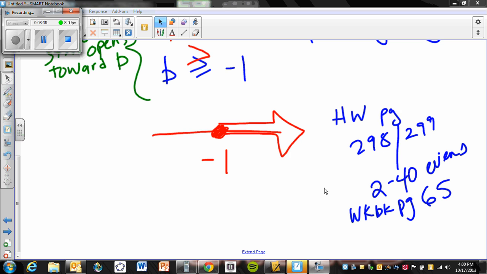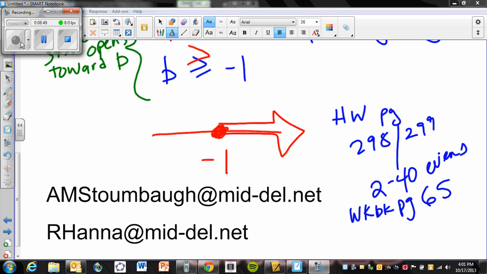However, we will still put these assignments up here in case your child wants to get a head start on homework. So if you have any questions, contact myself or Mr. Hanna. Email will be the best way. Mine's right here. I have my middle initial with mine, and Mr. Hanna down here, both at mid-dell.net. We'd be glad to answer any questions you may have.